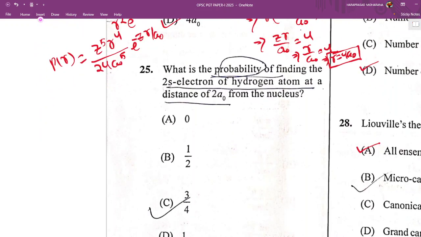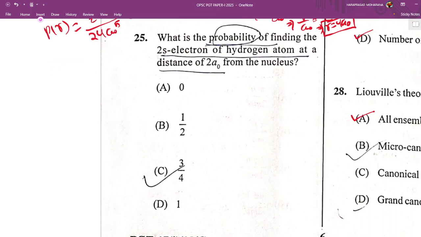Then, what is the probability of finding the 2s electron of the hydrogen atom at a distance of 2a naught?